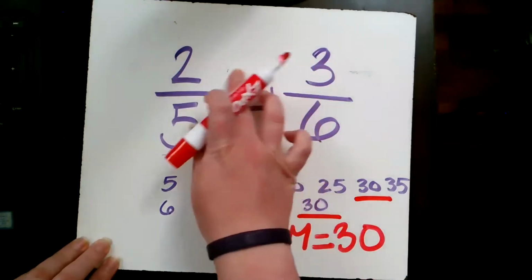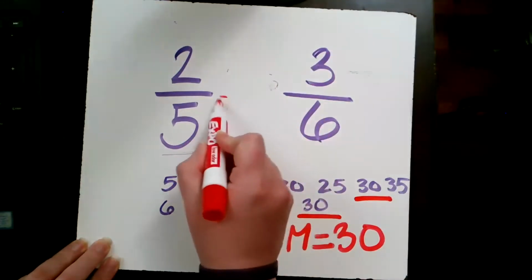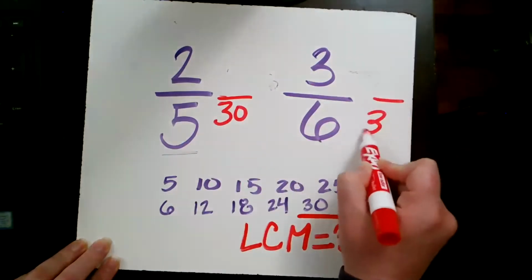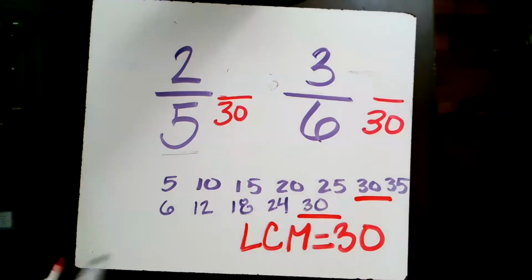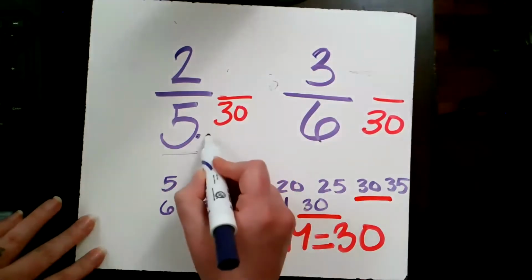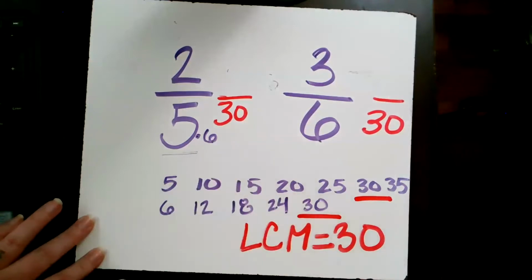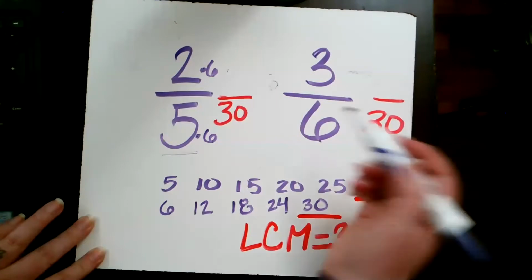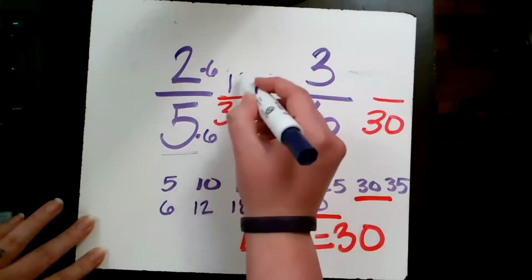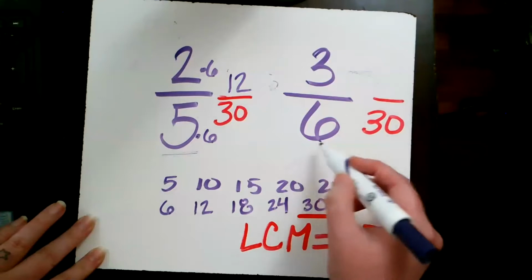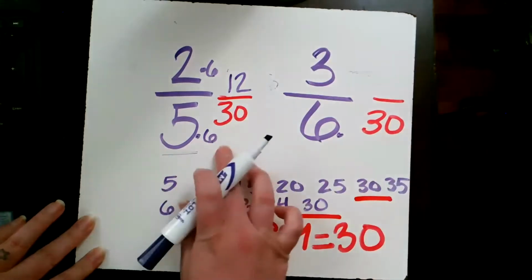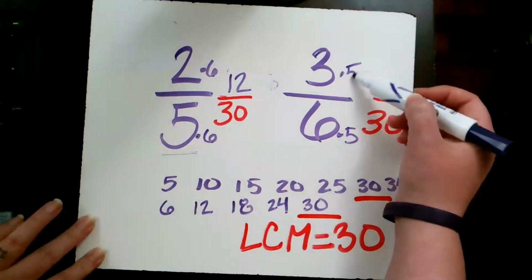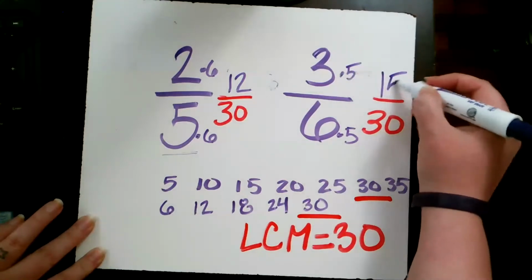I'm going to erase this just for a second. We need to get this to 30 and this to 30. So what did we multiply? 5 times what is 30? Well, it's 6. So I'm going to multiply 6 at the top and get my numerator of 12. 6 times what is 30? Well, it's 5. So I'm going to multiply by 5 at the top, and I have 15.